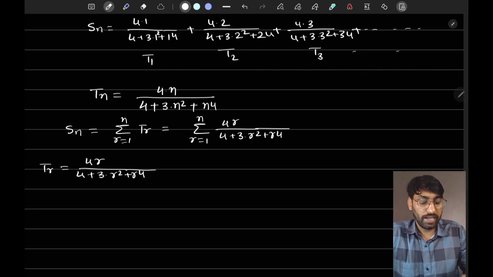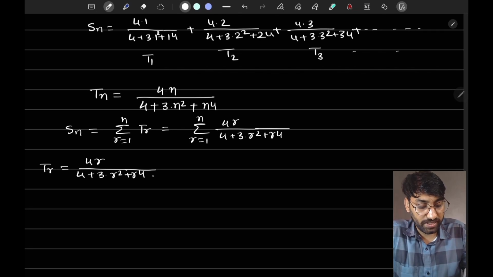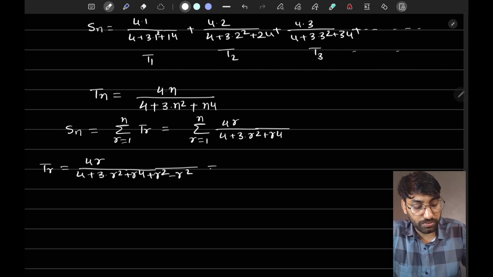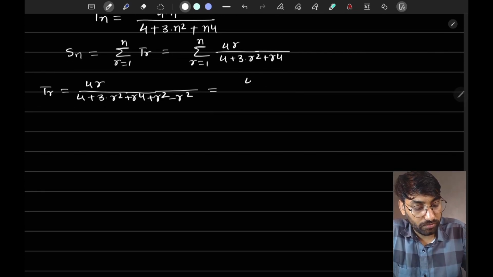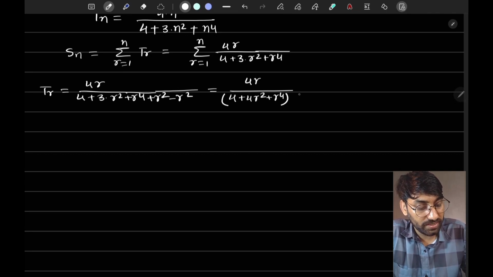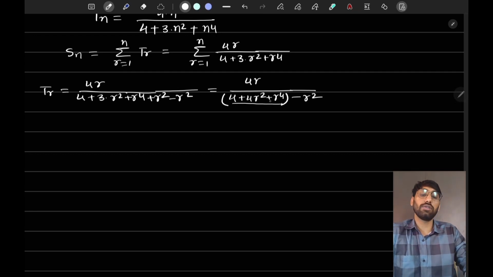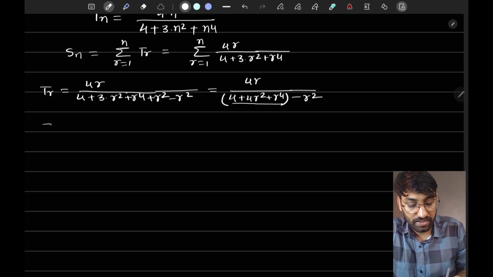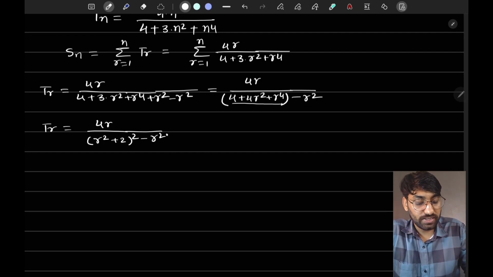Now the idea is what? I will just add r square in the denominator and subtract it. So what will I get? If you closely observe my denominator, it will become 4 plus 4r square plus r power 4 minus r square. So this value is nothing but r square plus 2 the whole square. So my Tr will become 4r upon r square plus 2 the whole square minus r square. Correct?